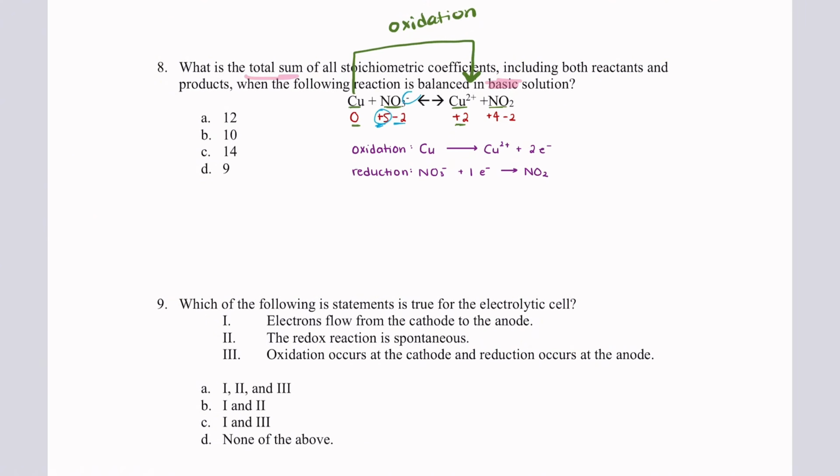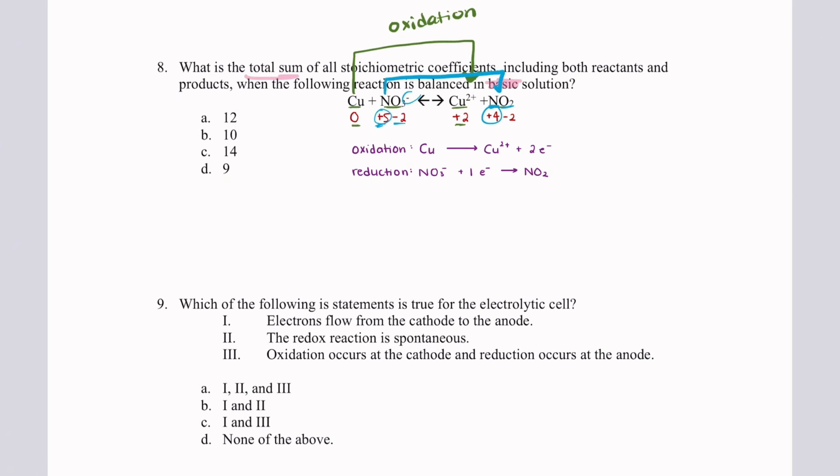Then we can look at nitrogen dioxide. Each oxygen is -2 for a total of -4. That means nitrogen must be +4 since nitrogen dioxide is overall neutral.